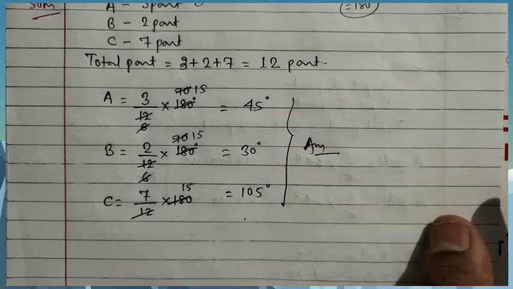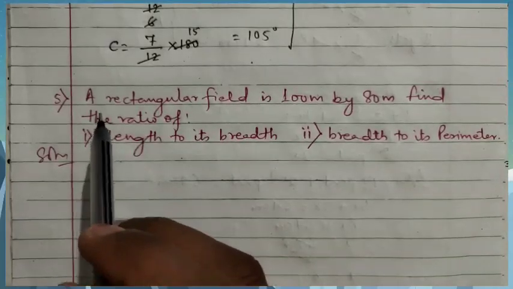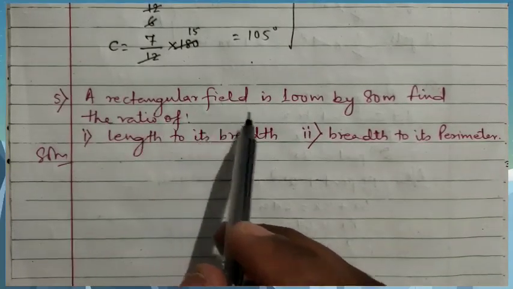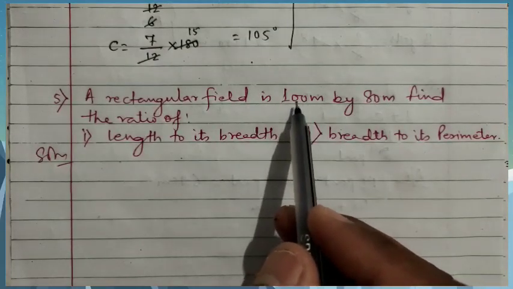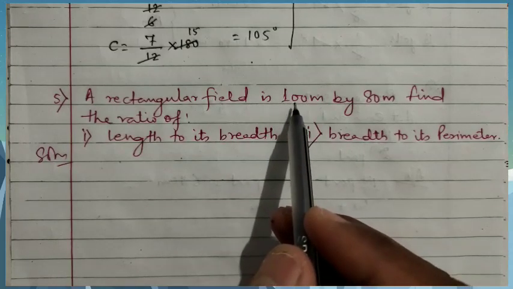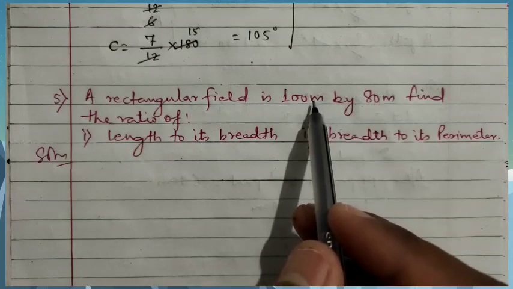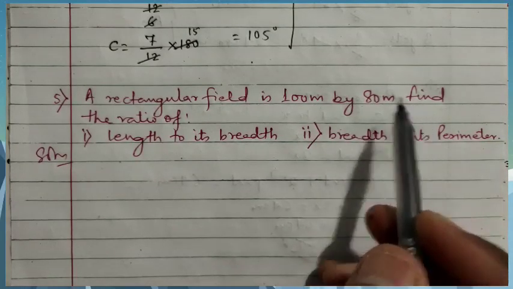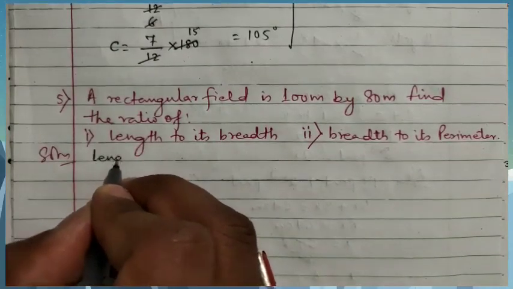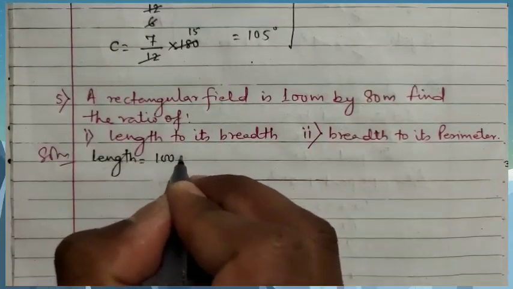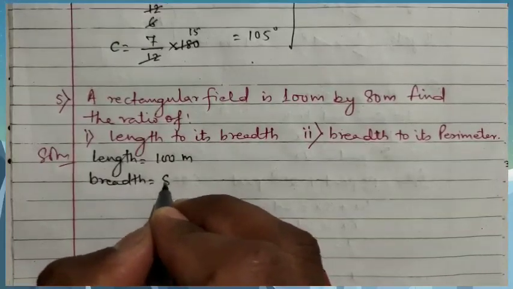Next we will solve question number 5. Our next question, question number 5, is saying a rectangular field is 100 meter by 80 meter. It means that the longest side, that is 100 meter, will be the length, and the smallest side, 80 meter, will be the breadth. The length and breadth are given. We have to find the ratio of length to breadth. So what is given in the question? Length is equal to 100 meter, breadth is equal to 80 meter.